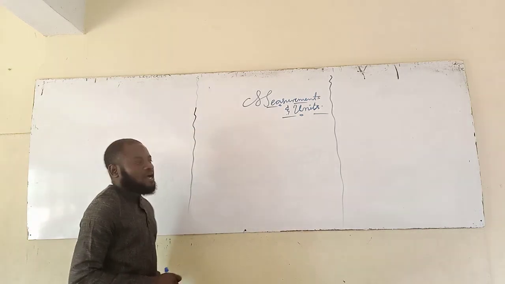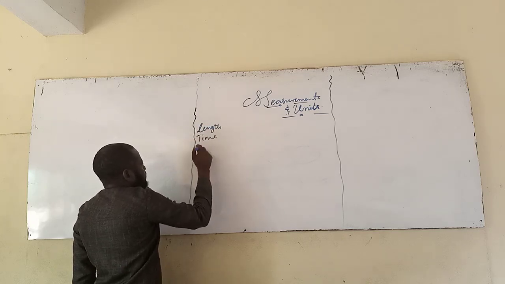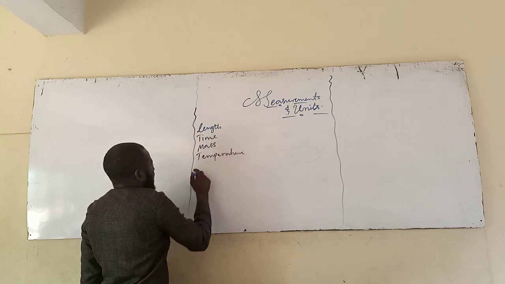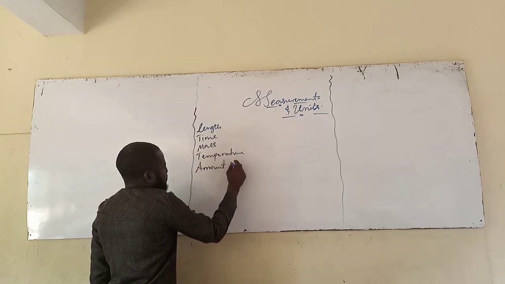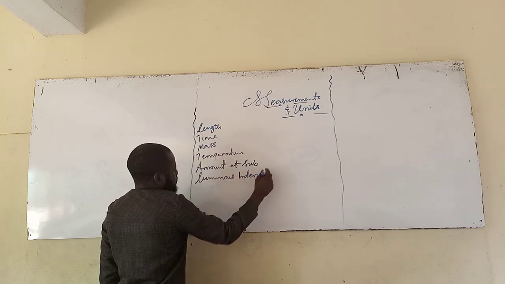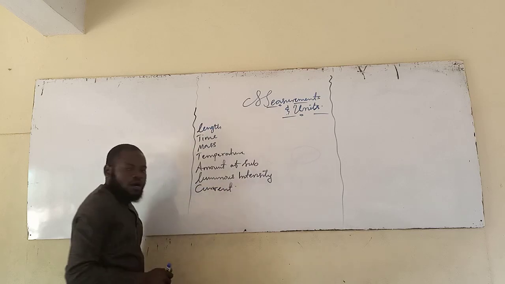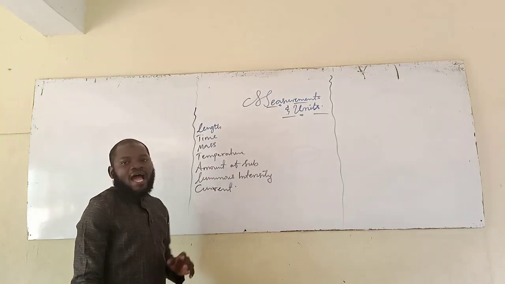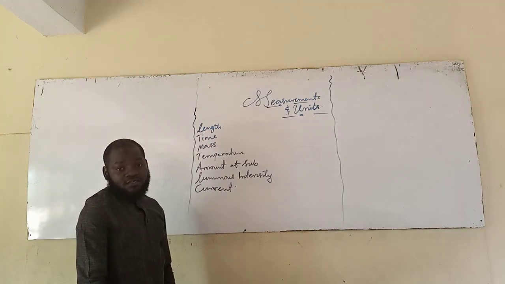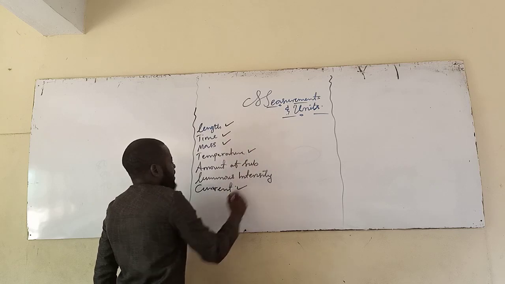Therefore, when we talk about the fundamental quantities, we have length, time, mass, temperature, amount of substance, luminous intensity, and current. Are we together now? These are fundamental quantities, and they have instruments that we can use to measure them directly. But the focus of JAMB is not on all these quantities, but on a few of them, which are length, time, mass, temperature, and current.